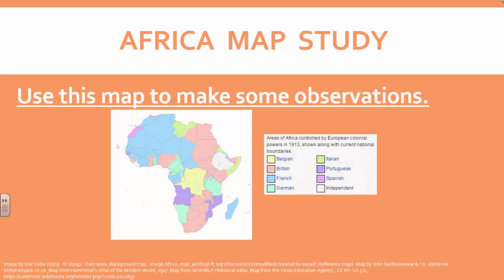Another idea to examine the colonization of Africa is a map review. This is an example of a map that you can use to discuss the topic. Students can be provided with a copy of the map and asked to make observations.